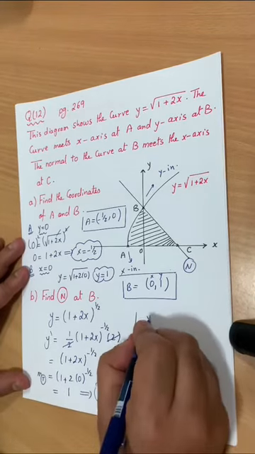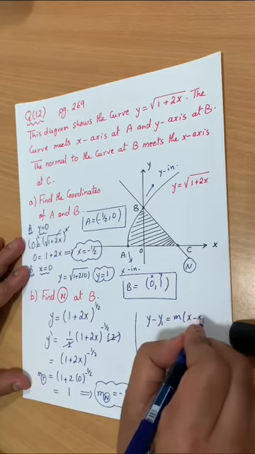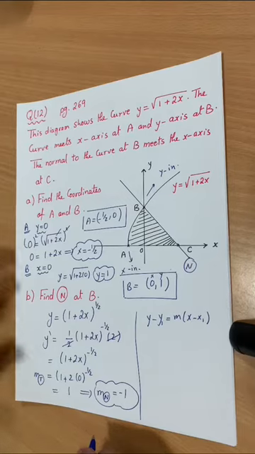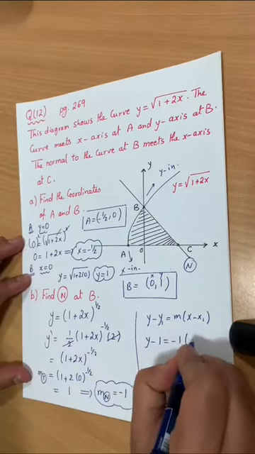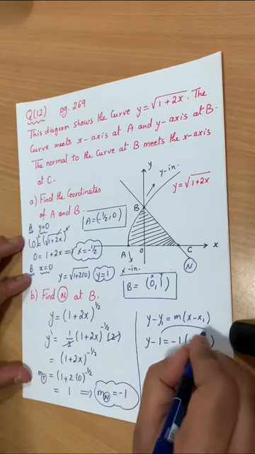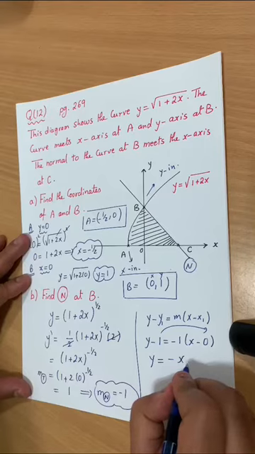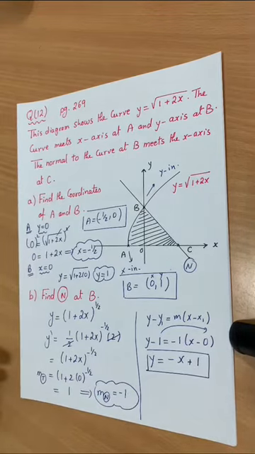Now let's do the equation. Y minus y1 equals m times (x minus x1). It's good practice and revision of what we did before in differentiation. Y minus 1 equals the gradient negative 1 times (x minus 0). Move negative 1 to the other side. So y equals negative x plus 1. This is the equation of the normal.